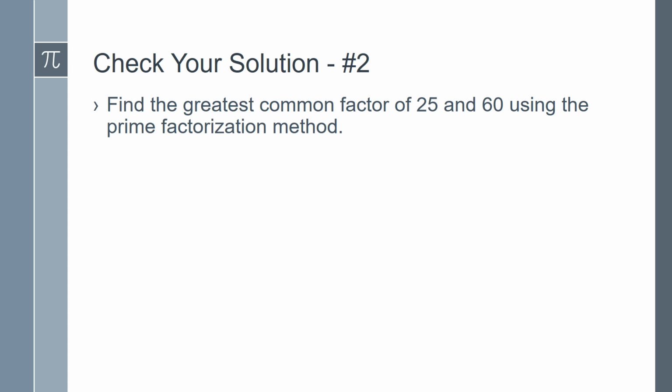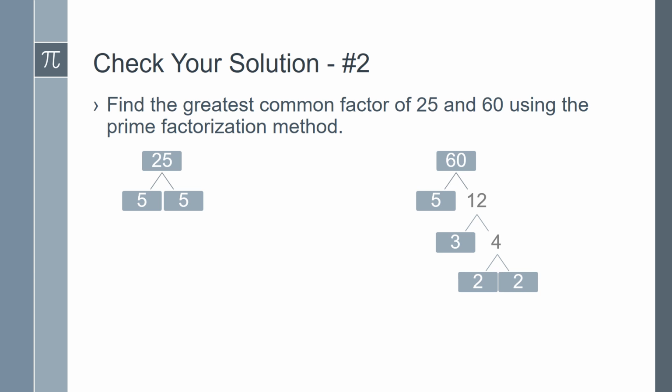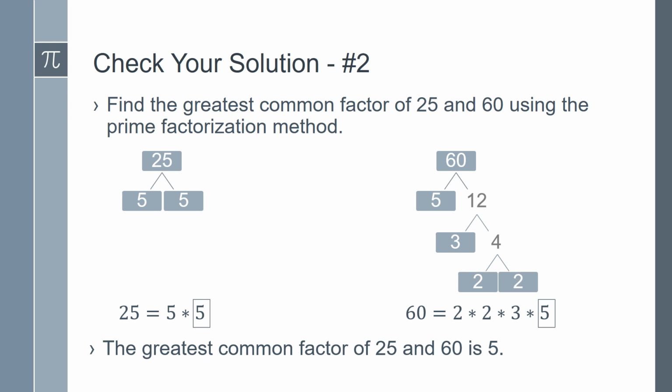The first step is to find the prime factorization of 25 and then the prime factorization of 60. The prime factorization of 25 is 5 times 5, and the prime factorization of 60 is 5 times 3 times 2 times 2. We will rewrite these in numerical order, and we'll find the common pieces. In this case, they only share a 5. So the greatest common factor of 25 and 60 is 5.